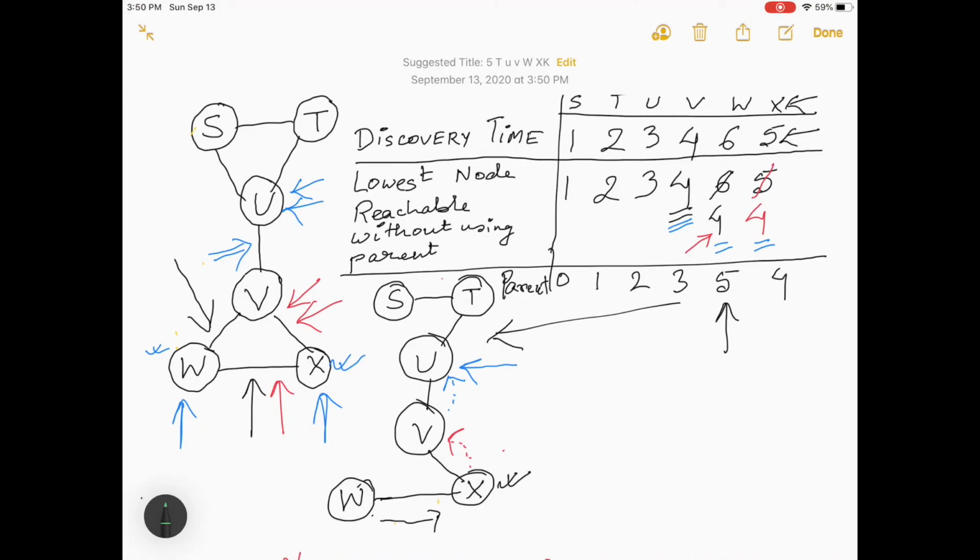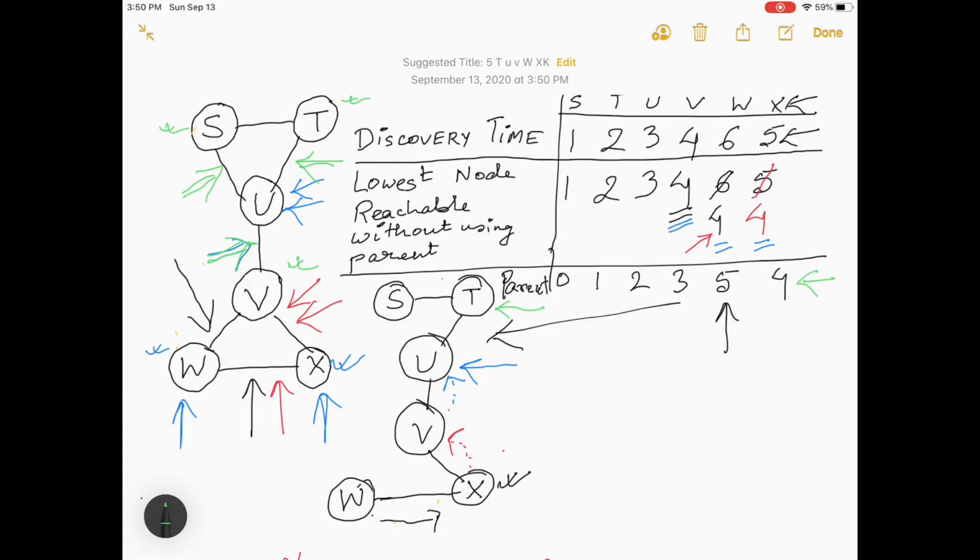U has three adjacent edges, taking it to the three adjacent nodes which are s, t, and v. And let's see which one is the parent of u. So we visually see that t is the parent of u.